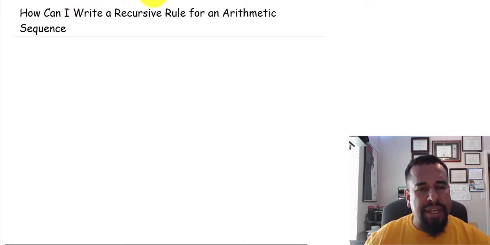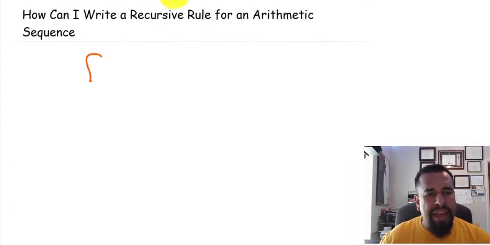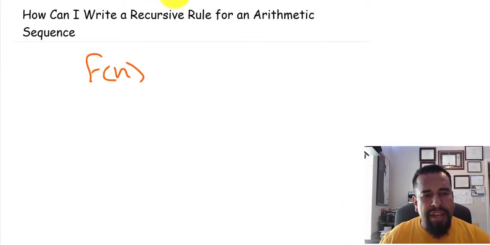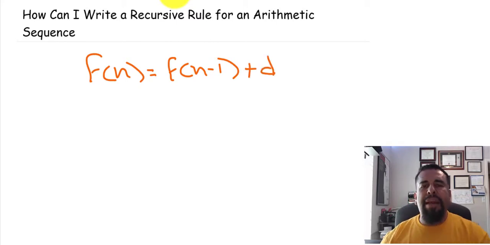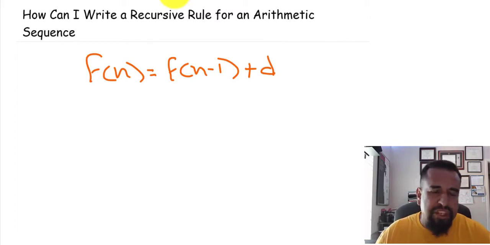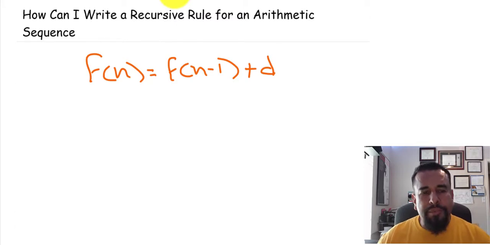Let's go ahead and write our recursive rule in standard form: f of n equals f of n minus 1 plus d. Make sure you copy this down, because this is the standard form of the recursive rule. Once we know that, we find the values that we need and just plug them in. I'll show you how to get them.